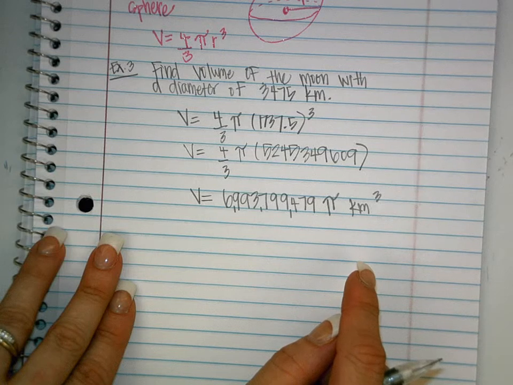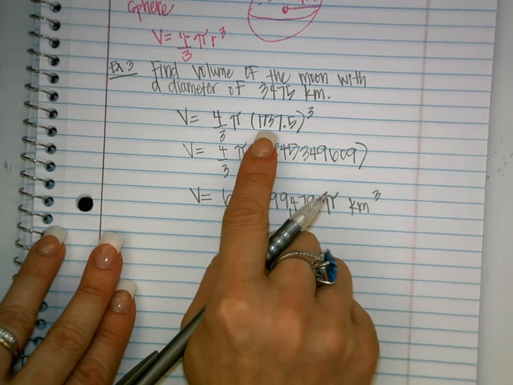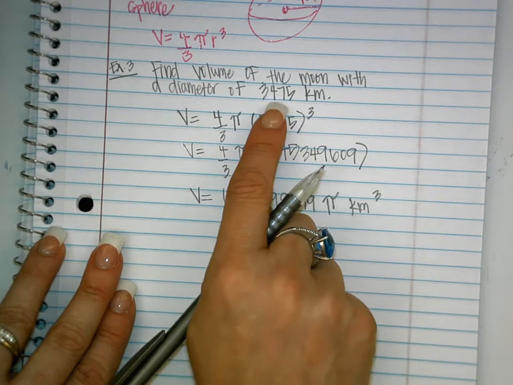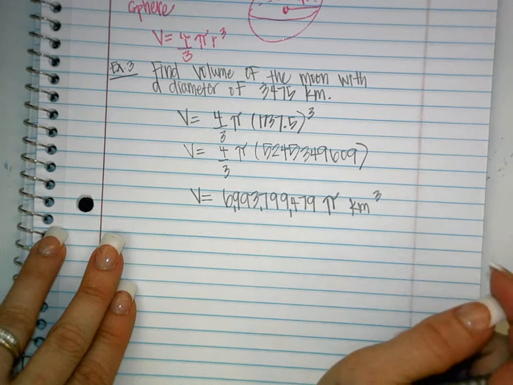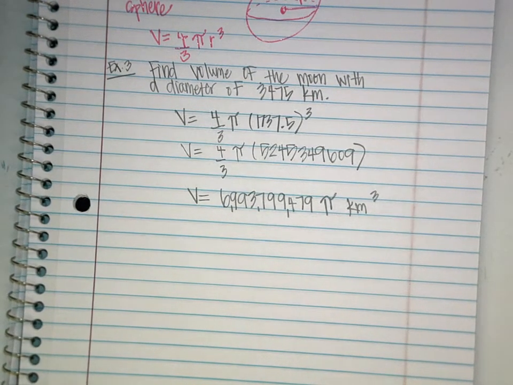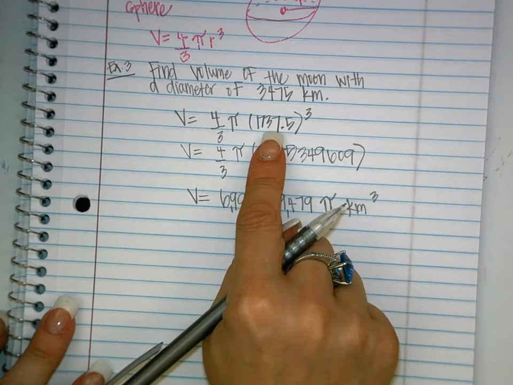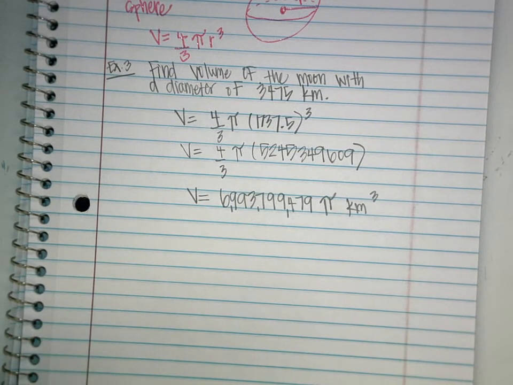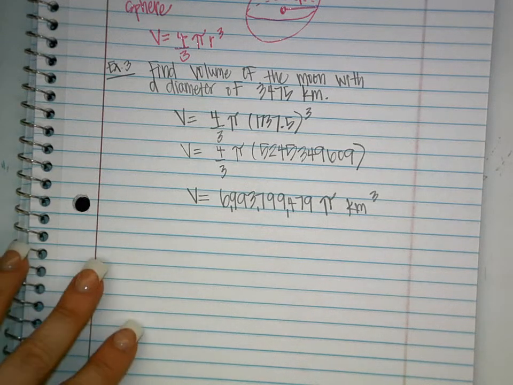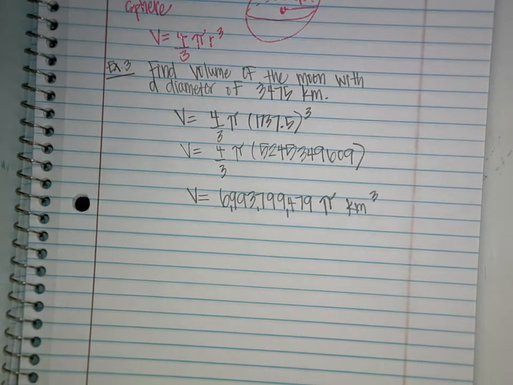6 trillion. How'd I get this? I divided the diameter by 2, because diameter is the whole way across. I just need the radius, which is halfway across. Yes. This big number divided by 2. It's half of it, yes. Okay, go ahead. 6,993,799,479. Good job. Great.